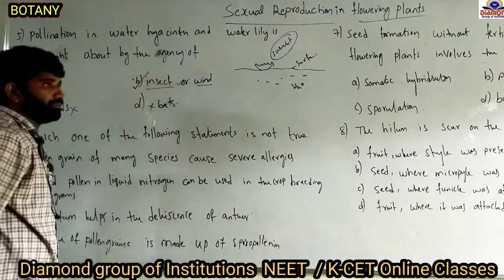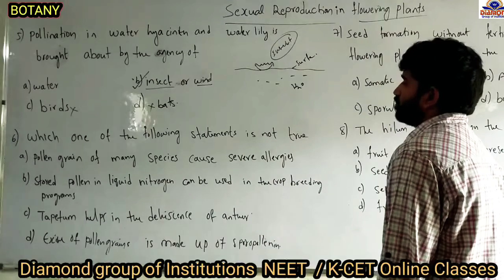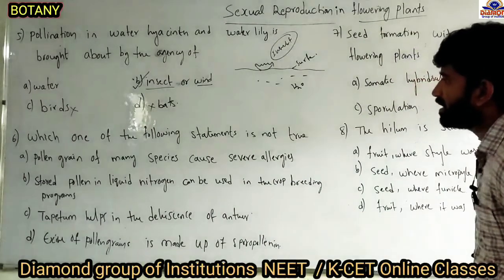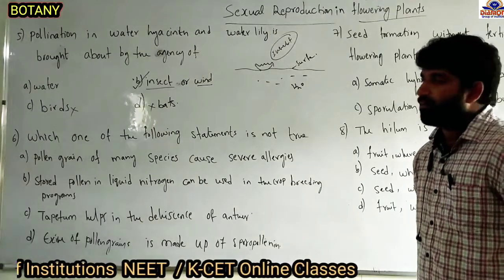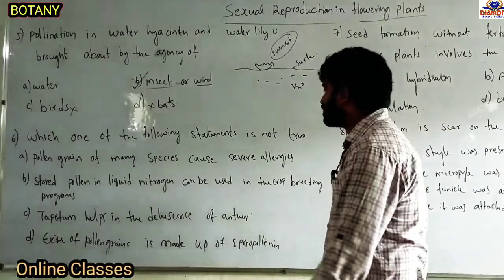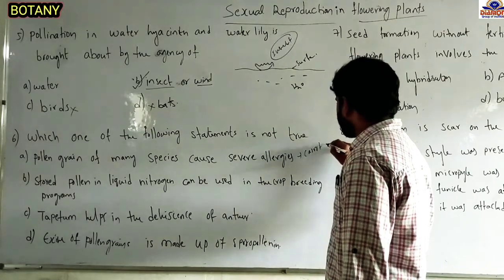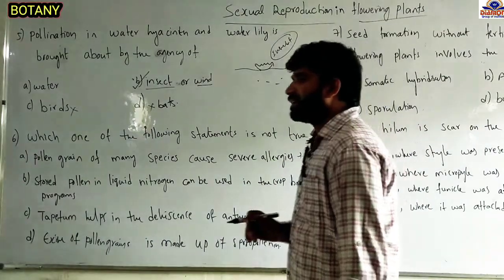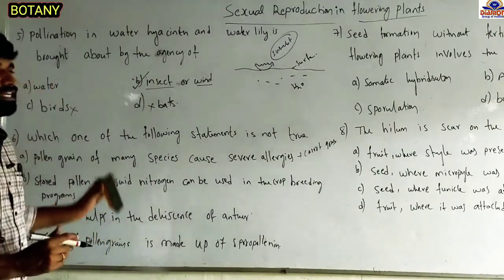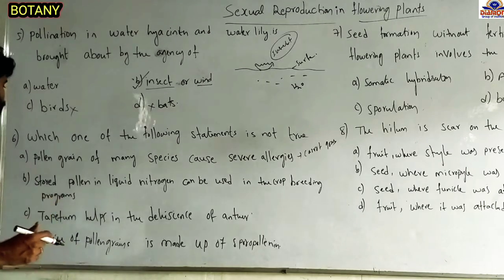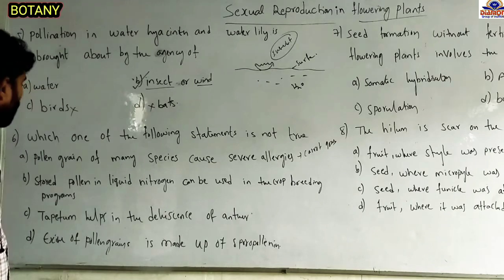So the answer is B. The next question: which of the following statements is not true? Option A: pollen grains of many species cause several allergies. Yes, pollen grains of many species can cause allergies, for example carrot grass. Different respiratory diseases occur due to different types of pollen grains. Option B: stored pollen in liquid nitrogen can be used in crop breeding programs.